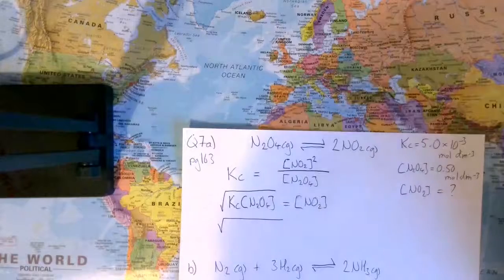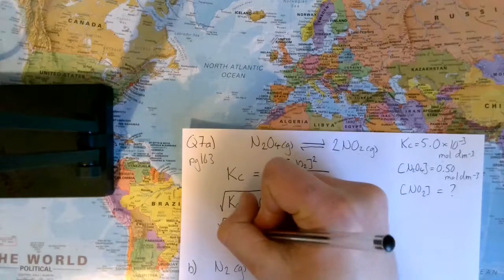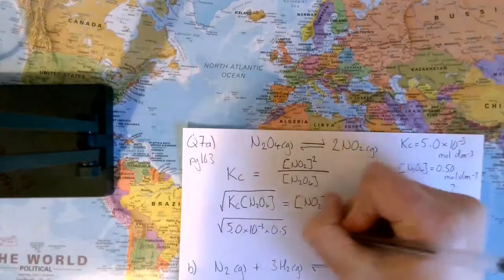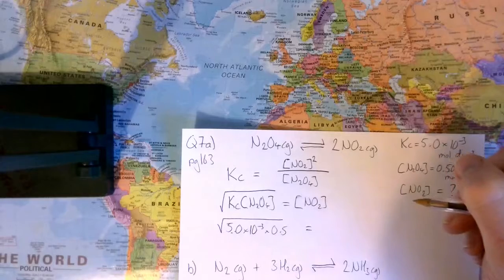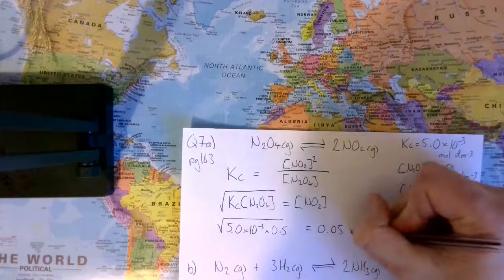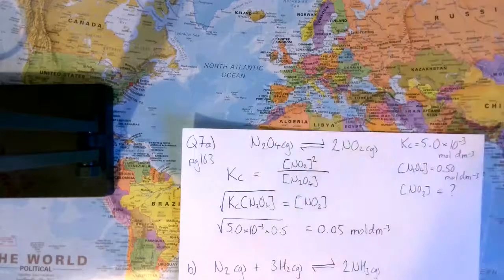Then it's just a case of plugging in the values, so it's 5.0 times 10 to the minus 3 multiplied by 0.5, and the value that should hopefully pop out was 0.05. It's a concentration, so it's moles per decimeter cubed.